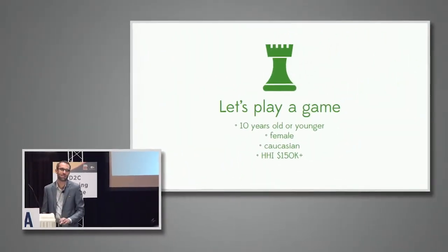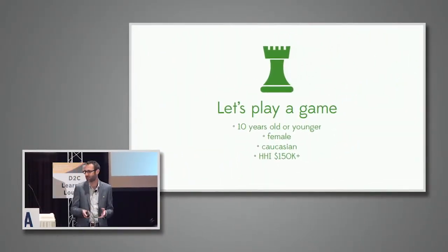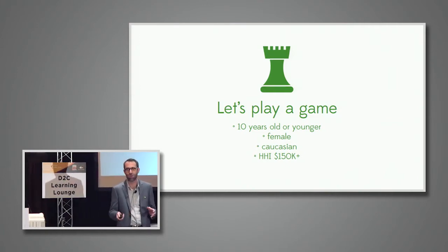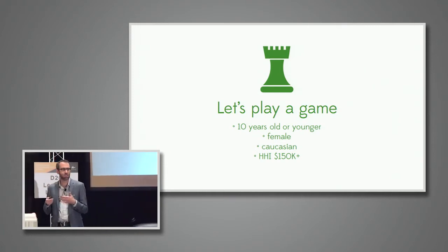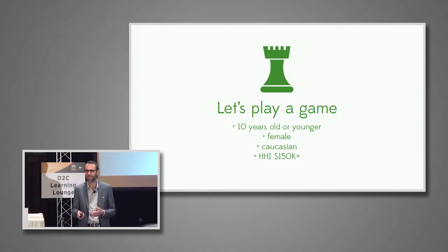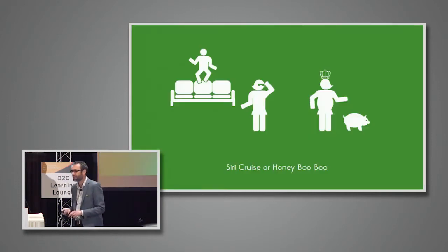So I want to play a little game, and this really just highlights the value of demographics. Using demographics, which is the traditional media target, if I'm looking for someone young, under 10, female, Caucasian, with a high household income, so over $150,000, which is a very high household income, did I just describe Suri Cruise or Honey Boo Boo? Well, from a demographic perspective, I just described both.